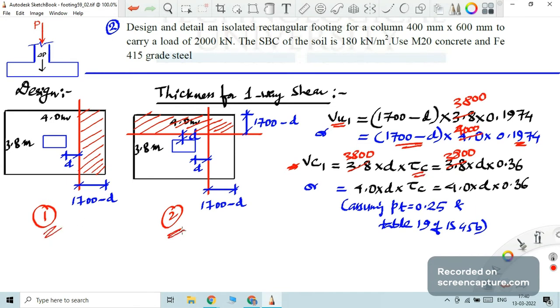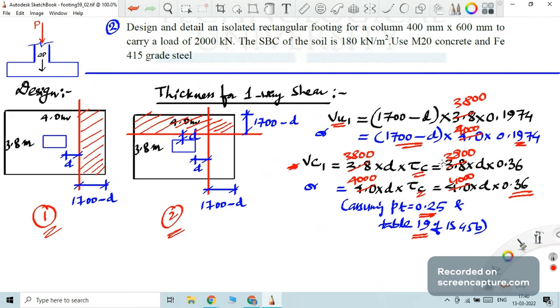For section 2, that is another section, it is 4000 into depth d into tau c. So tau c, as in the previous problem, we are selecting it as 0.36, assuming pt as 0.25, and here Table 19 will tell you tau c as 0.36.